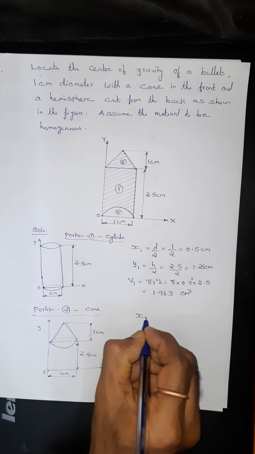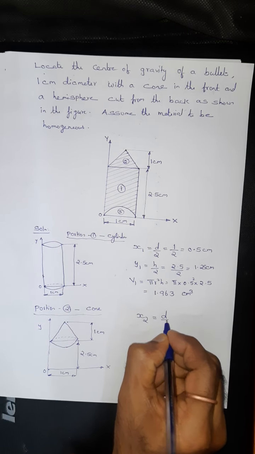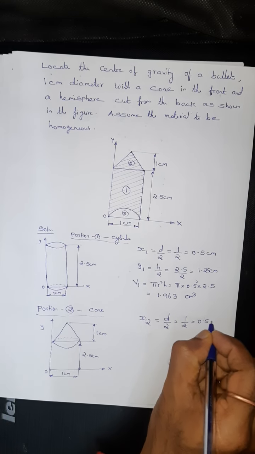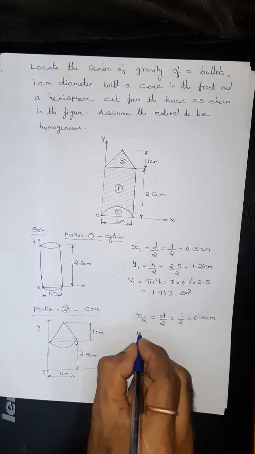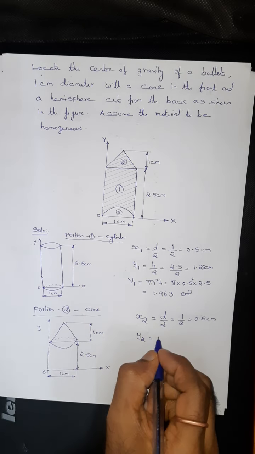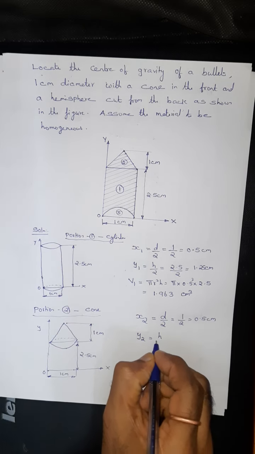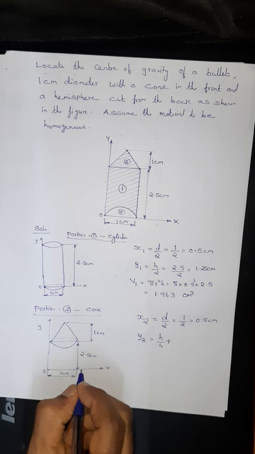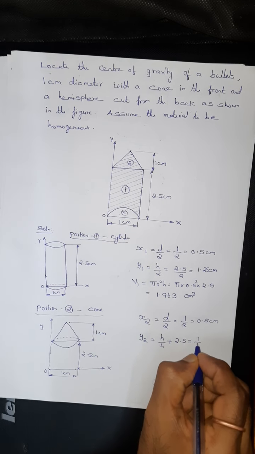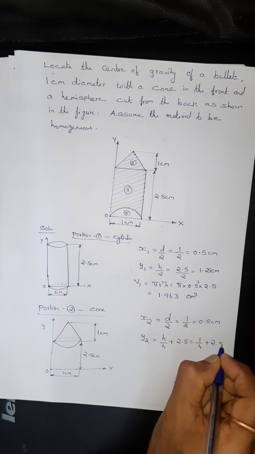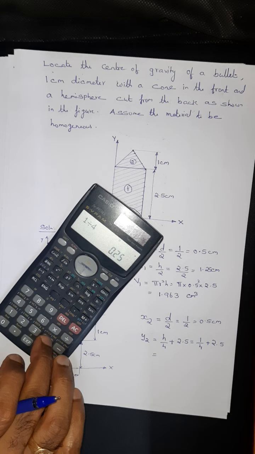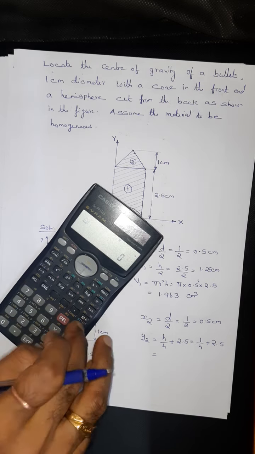So let me write x2, which is d by 2, that is the diameter by 2. Diameter is 1 centimeter, 1 by 2, which is 0.5 centimeter. And what about y2? Y2 is some distance away from the x-axis, that is, h by 4 plus 2.5 from the x-axis, which can be written as height is 1 centimeter, 1 by 4 plus 2.5, which is equal to 2.75.